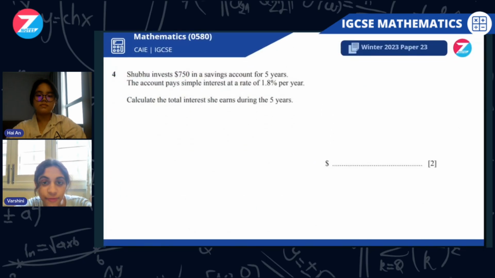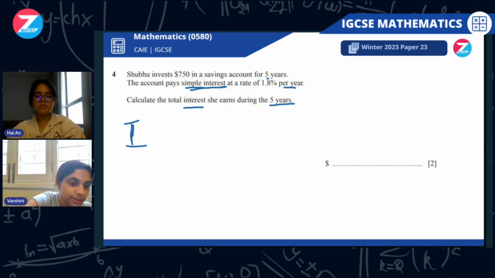Question 4. Shubu invests $750 in a savings account for 5 years. The account pays simple interest at a rate of 1.8% per year, and we need to calculate the total interest she earns during the 5 years that she put her money in. So we know that we want the interest, not the total amount, and it's simple interest. So we know our formula is going to be in terms of simple interest.